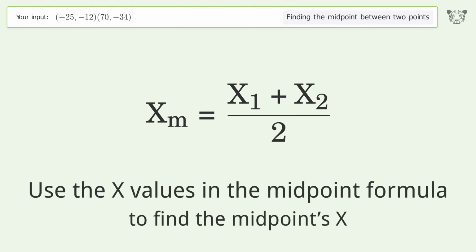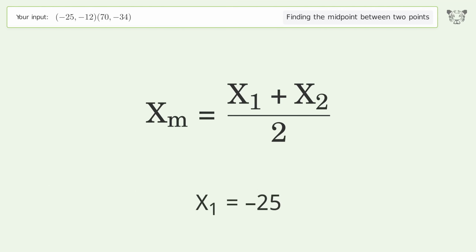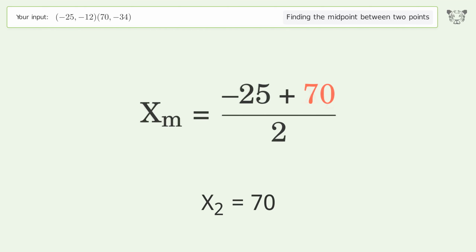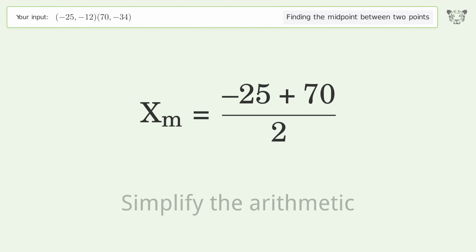Use the x values in the midpoint formula to find the midpoint's x. x1 equals negative 25. x2 equals 70. Simplify the arithmetic.